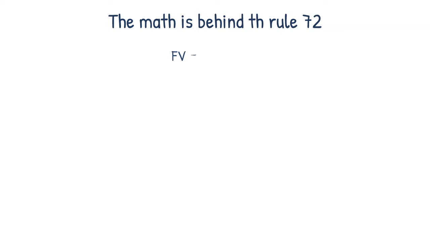Let's look at the math behind it to see why Rule 72 works. I promise it won't be long, so if you don't like math, stay with me too. The calculation of the future value was already discussed in a previous video, a link to which can be found in the description. In a nutshell, the future value is nothing more but the present value multiplied by the appropriate power of the corresponding interest rate.